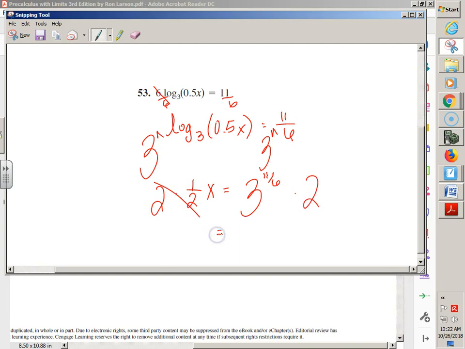Now, here's the trick. 3 is exponent of 11 over 6, and 2 is not. Those two together, you can't make that 6 because the 2's not being raised to that power. And they're not like bases, so we're kind of stuck just leaving it like that. Yeah. We can't go any further. That's one of those, if you do go further, you're going to get it wrong.